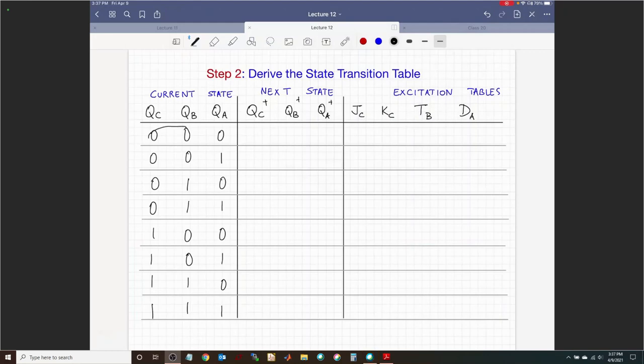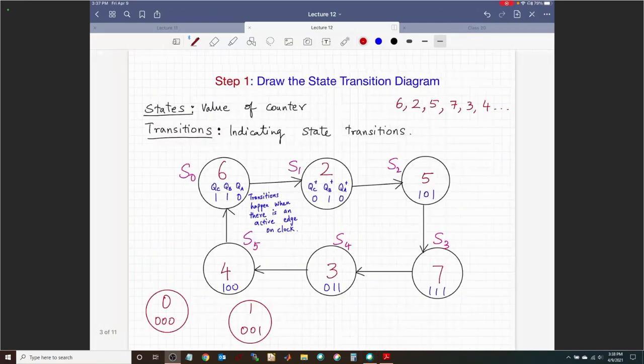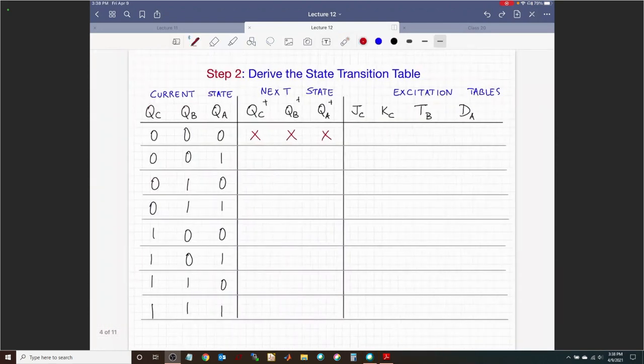0, 0, 0. Well, that is not even part of my counting sequence. So the designer doesn't even care what the next state is. It's not even part of my counter, right? Because you see this guy over here, right here, and 1. So for both those guys, I don't even care what the next state is. So I'm going to do XXX there, which also means that all these guys are X, don't cares.